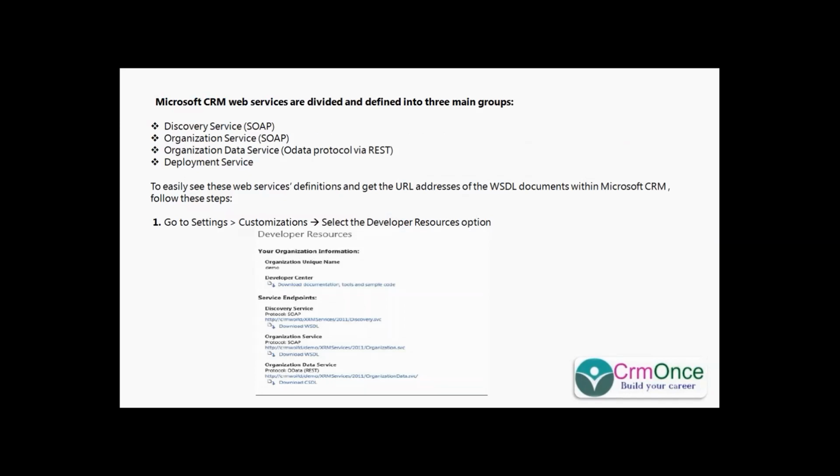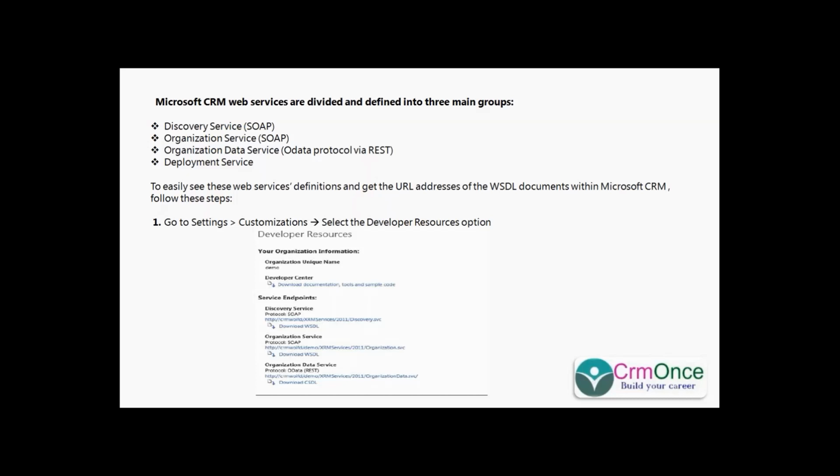So next, Microsoft CRM categorizes the services into different groups. The first one is the discovery service. Mainly you can use it when you don't know the organization and some details about the CRM organizations. If you pass the CRM some details, it will discover the details and send them to us.